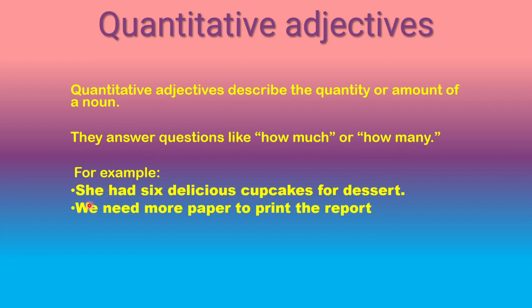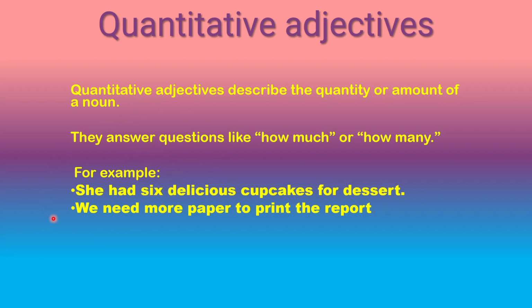For example, she had 6 delicious cupcakes for dessert. So, which is the quantitative adjective? First of all, what is meant by quantitative? It is numbers, quantity. How much quantity? It will describe you in numbers the amount of a noun. As I said, the quantitative adjective is in the form of a number. So here our answer is 6.